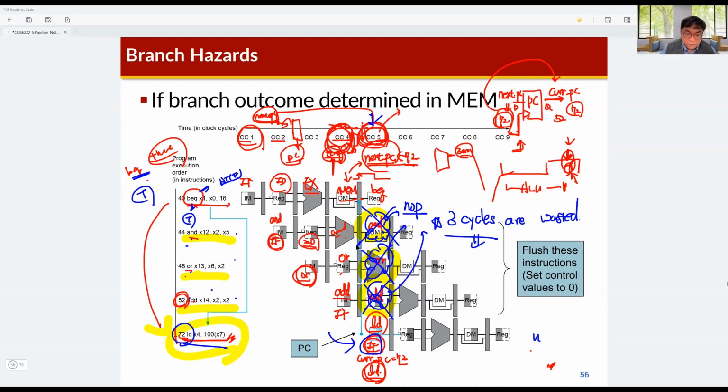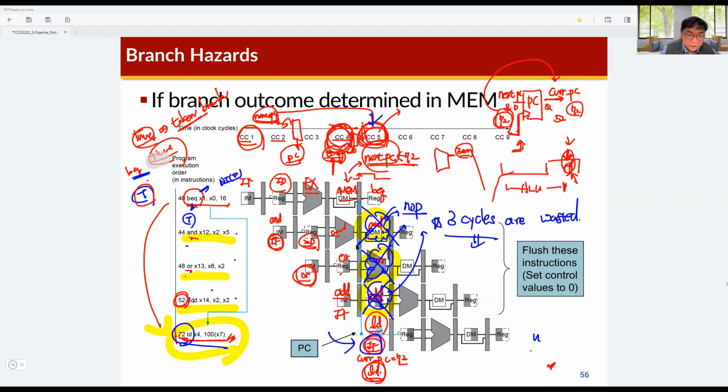So we can figure out how many cycles are wasted by a taken branch. If the condition of the branch instruction is true, then it is called a taken branch. Okay, it's taken. We frequently use the word taken for the branch instruction. That means that the condition of the branch instruction is true.